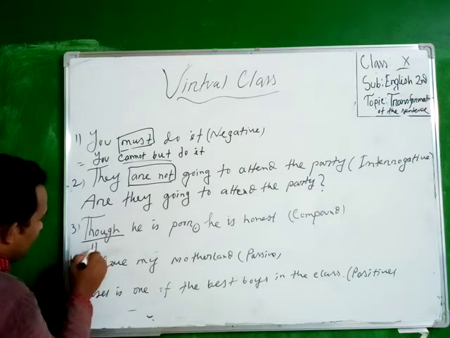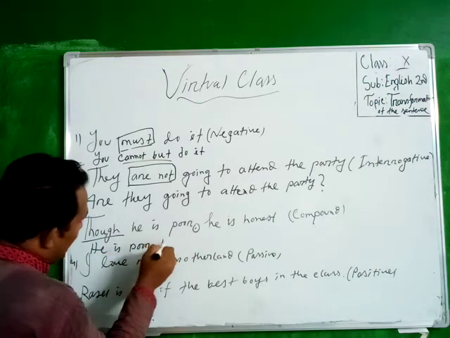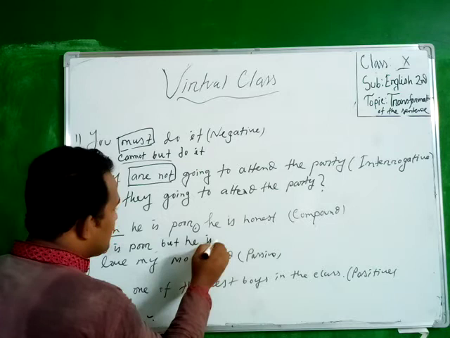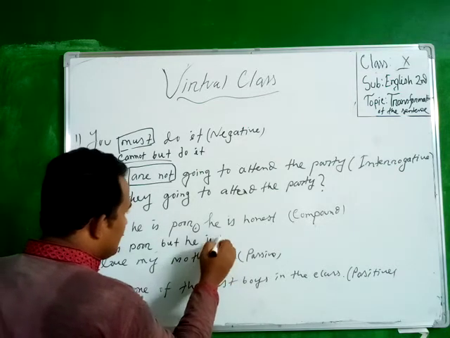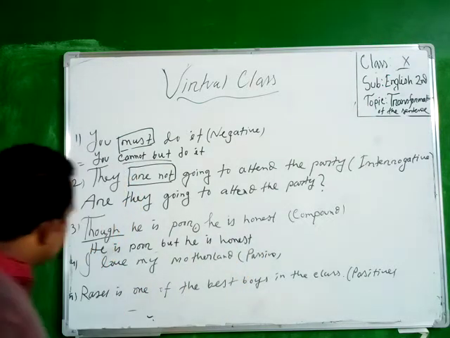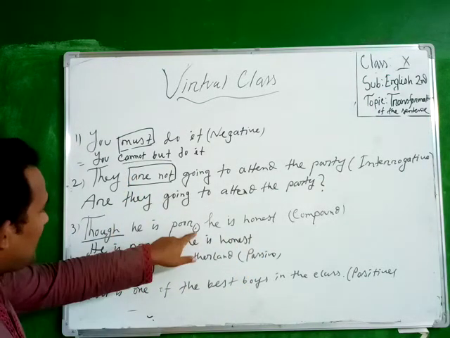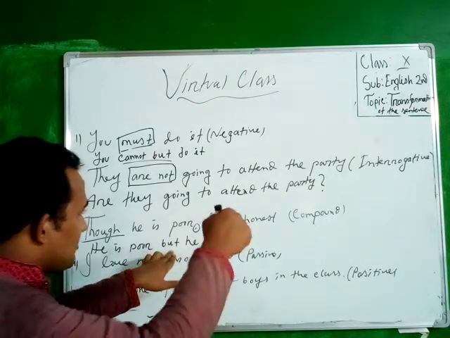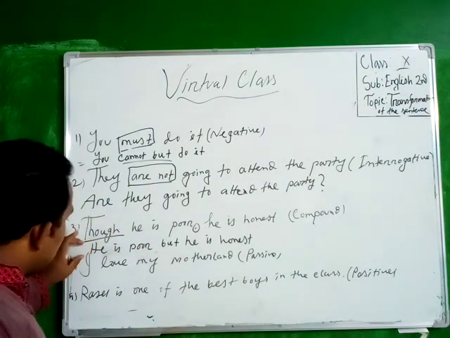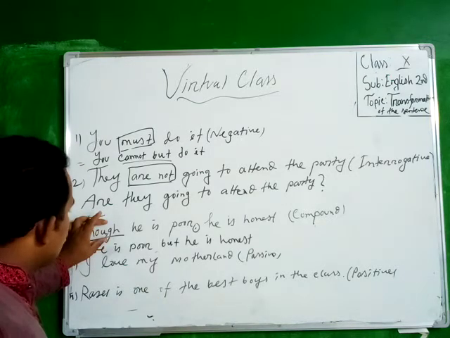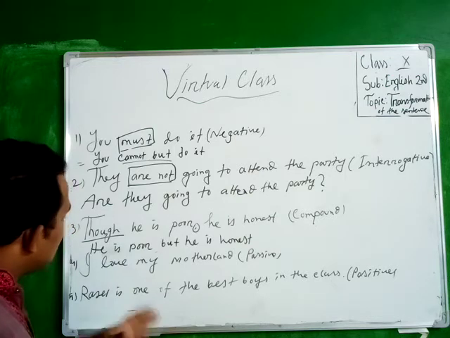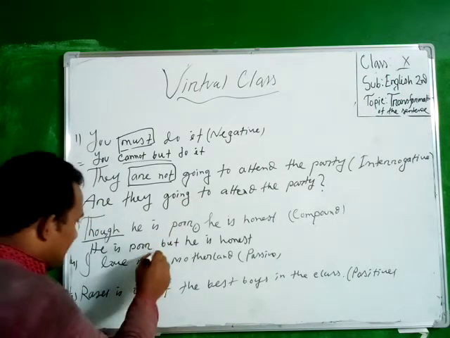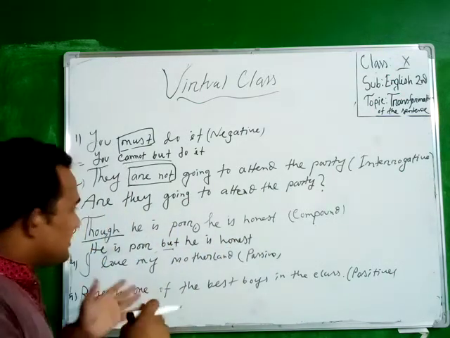The answer will be: he is poor, but he is honest. You will see that instead of the comma I have put but in terms of making a compound sentence. So though will not come in that sentence because though is a sign of a complex sentence. So in terms of making compound, we cannot bring this though, and instead of the comma in the middle of the sentence, we have to put but. He is poor but he is honest.